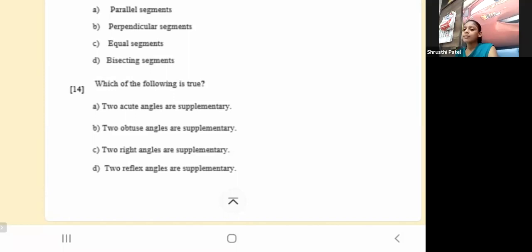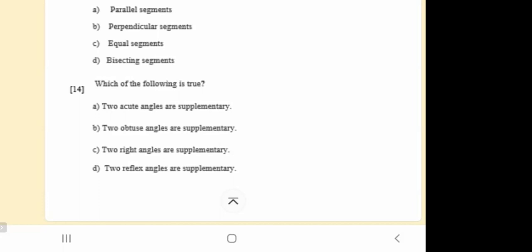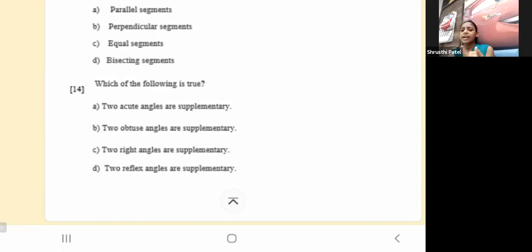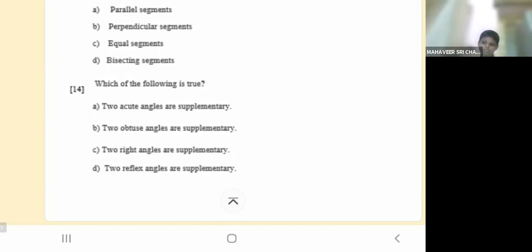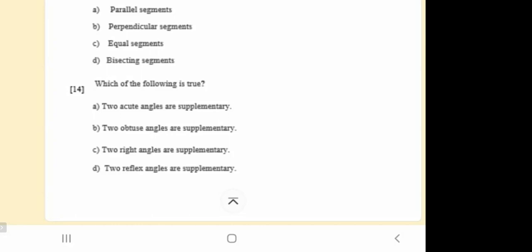It can't. Two acute angles. Ma'am, two right angles are also supplementary. That's right, two right angles are supplementary, and two reflex angles, Nana, all are wrong. Only two right angles are supplementary, Nana. Reflex angles are not supplementary. It's more than 180. So only option C is correct.